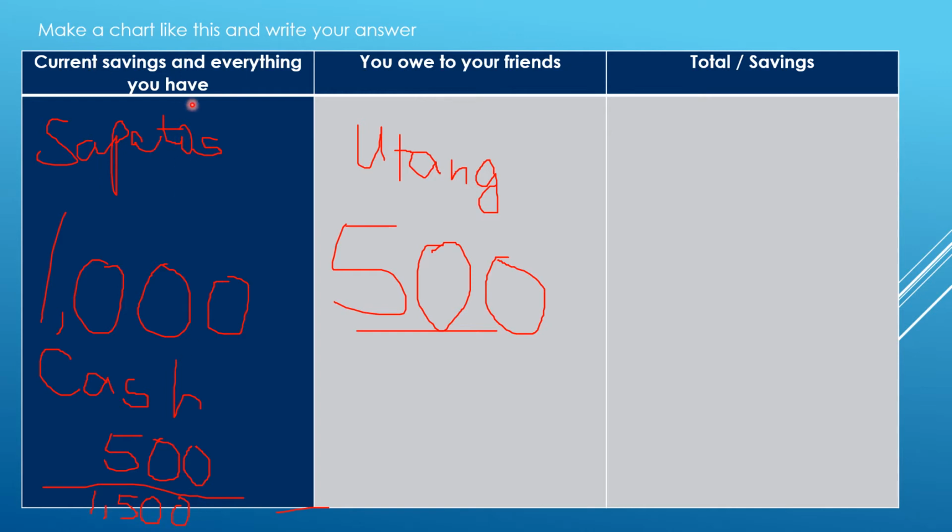Kumbaga, ito yung current savings and everything that I have. Meron akong isang sapatos na worth 1,000. And then, yung cash ko is 500. So, in-add ko ito, 1,000 plus 500 is equal to 1,500. Less, meron akong utang. Magkano na lang ba ang matitira sa akin? 1,500 minus 500 is, meron akong natitirang 1,000.